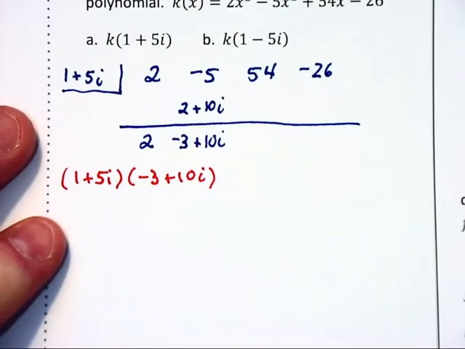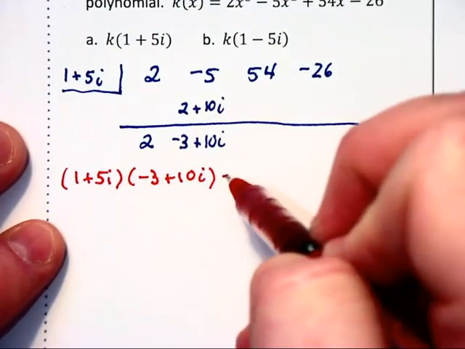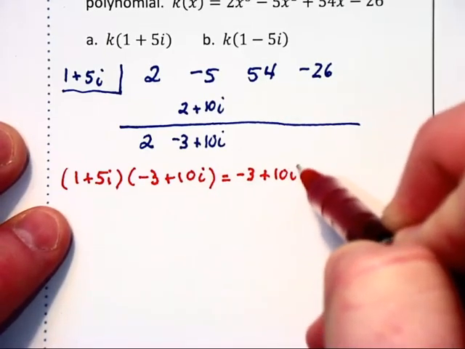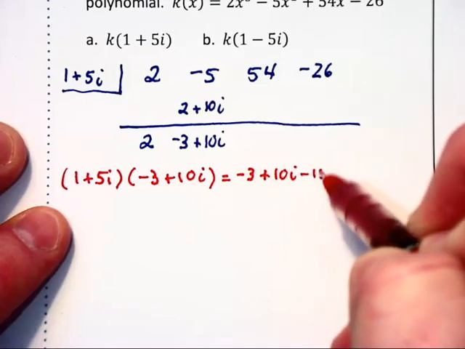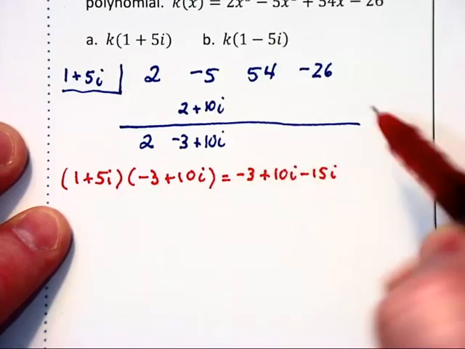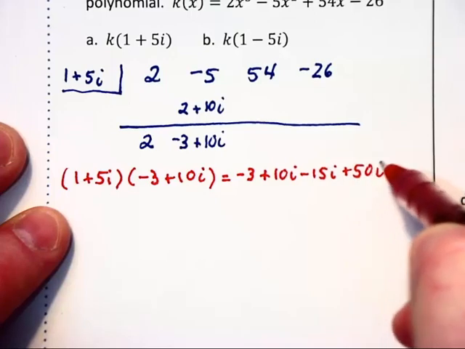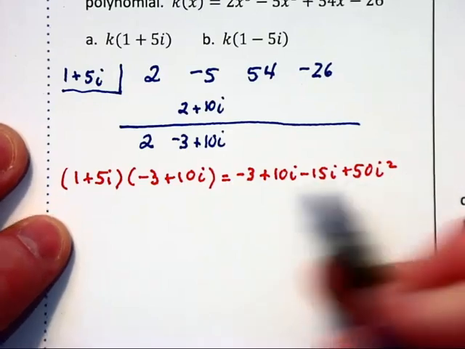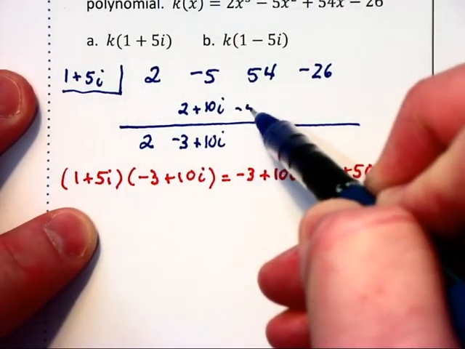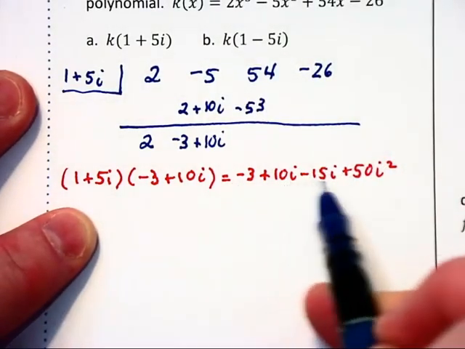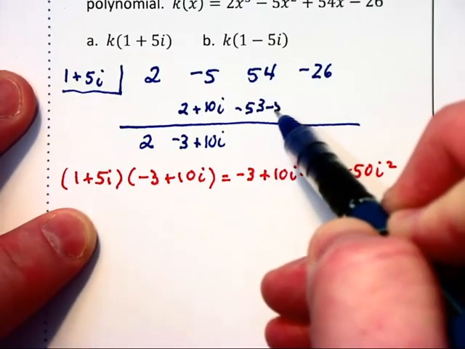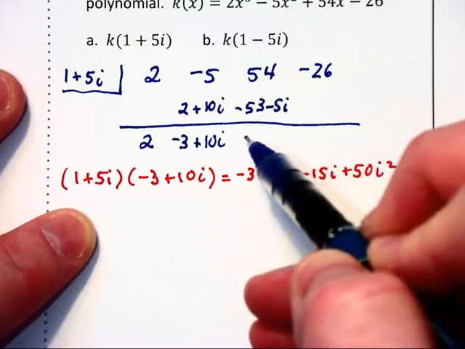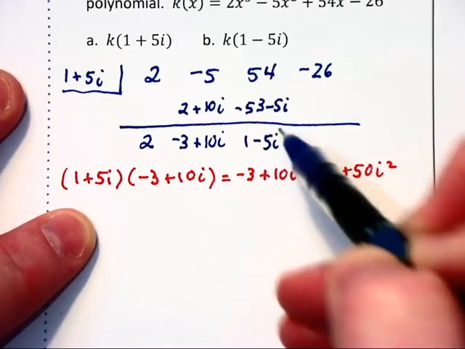Here we go. First term of FOIL is negative 3. Outer term would be plus 10i. Inner would be minus 15i. And the last term would be plus 50i squared. Now that 50i squared is going to be a negative 50, and with that negative 3 makes negative 53, and we've got two middle terms that make negative 5i. So adding to what's up above, we're going to have 1 minus 5i.